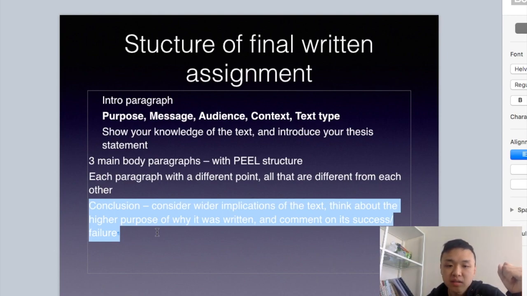And then you can also explore themes, like what are the major themes that are explored in this book, and then what is the purpose of this text, right? And then comment on how the writer achieves his or her purpose for the text, right? Okay, so this is it for this video.